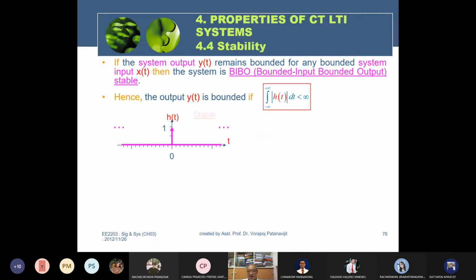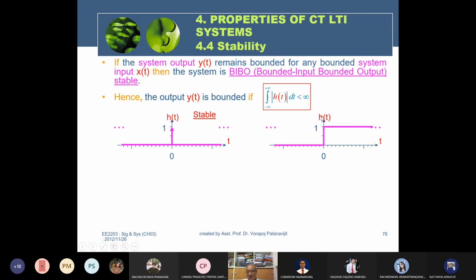Okay, for the stable case, you compute this equation. First, you take the absolute value of h(t). Second, you integrate it. If it is less than infinity, it is stable. For the first one, this graph is already positive, and the absolute value means you make the graph positive. It's already positive, so you integrate it. If you integrate the impulse, it gives you 1. Therefore, this graph is stable.